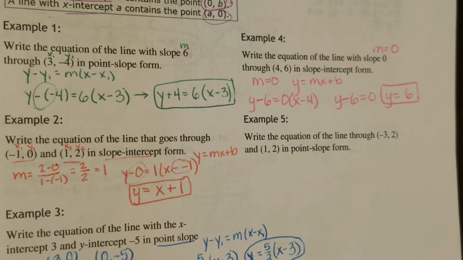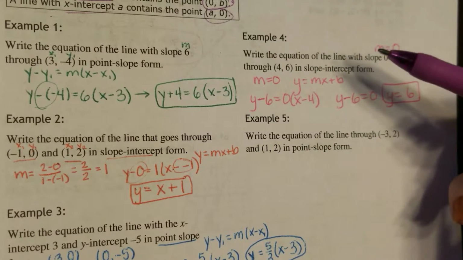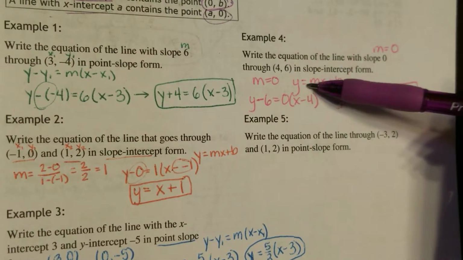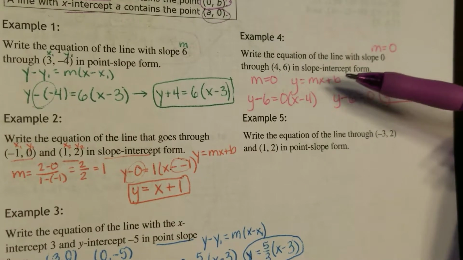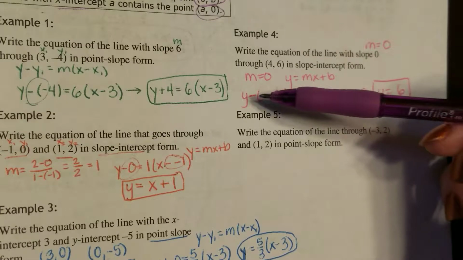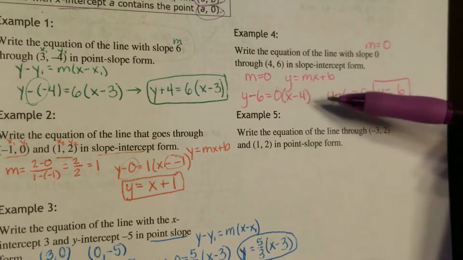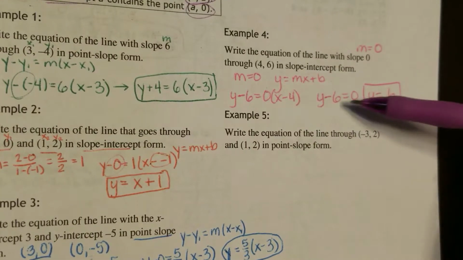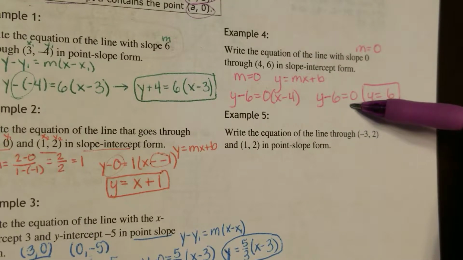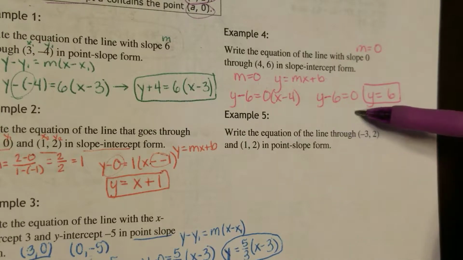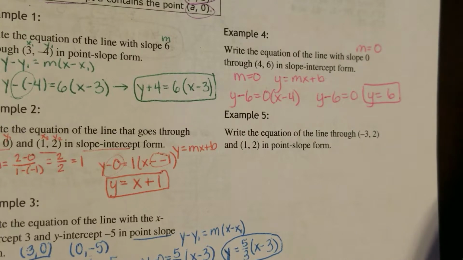Now that you had a chance to try it, let's take a look at example 4. We do have the slope is 0, and we want it in this slope-intercept form, y equals mx plus b. So I'm going to use this point. I'm going to put it first in point slope form. Y minus 6 equals 0 times x minus 4. Well, 0 times anything is 0, so I get y minus 6 is equal to 0. But I want y all by itself for this form, so I add 6 to each side. I get y equals 6.